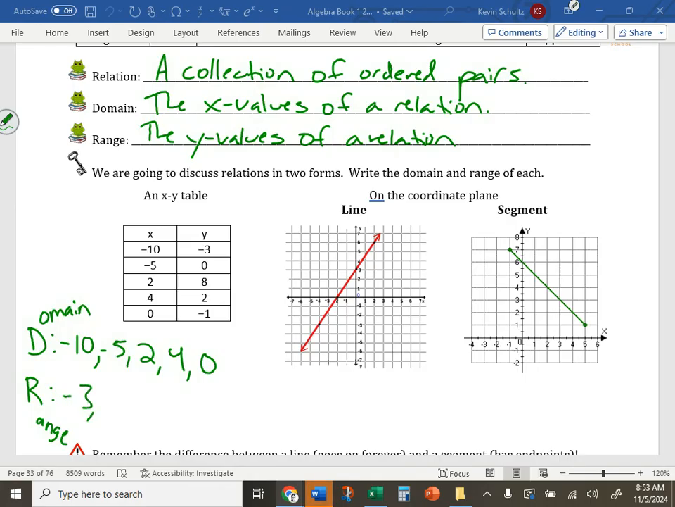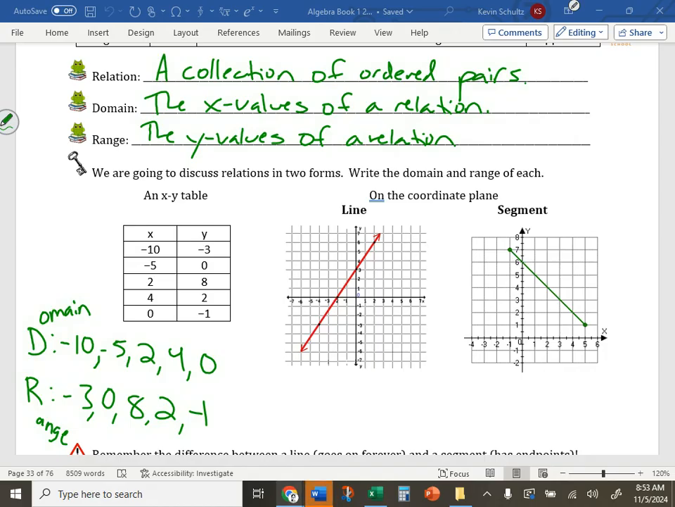-3, -3. 0, 8, 2, and 1. Or -1. -1, yeah. Okay? Again, just writing out what those values are. So we like XY tables because they're very straightforward, very self-explanatory. They've got the domain and the range just right there for you.